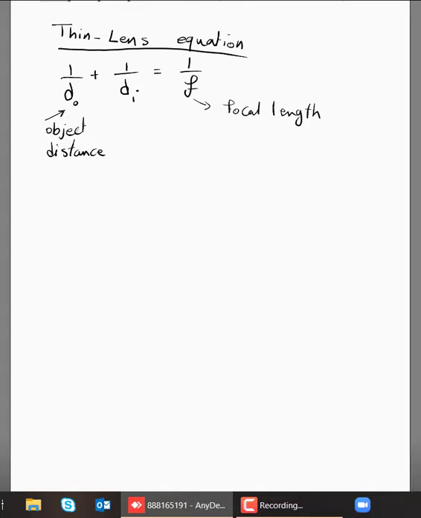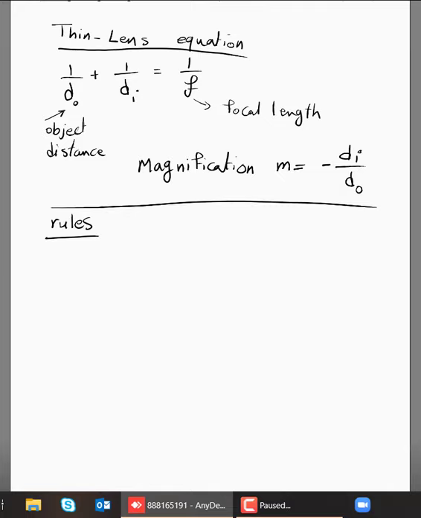All right. As for the magnification, again, similar, m equals negative di divided by dO.